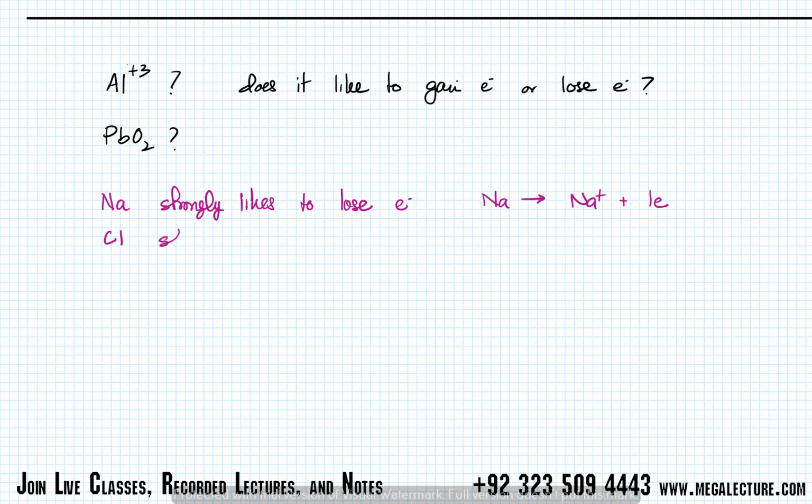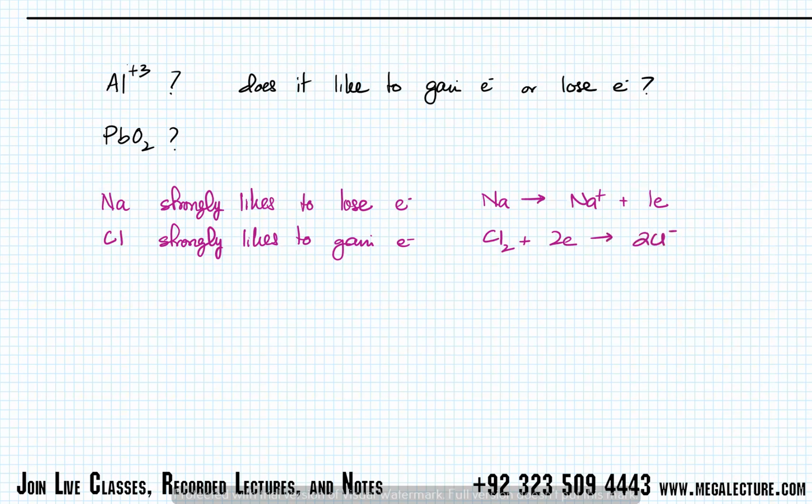So it strongly likes to gain electrons. And we kind of know that if you've got chlorine diatomic, it gains electrons and it would become 2Cl minus 1.